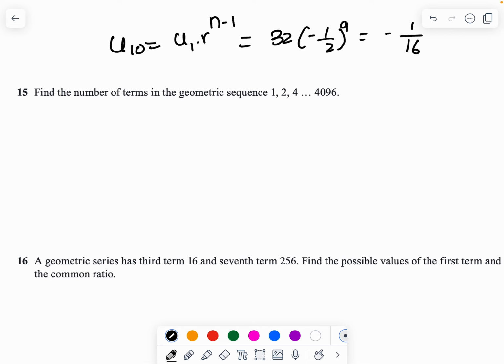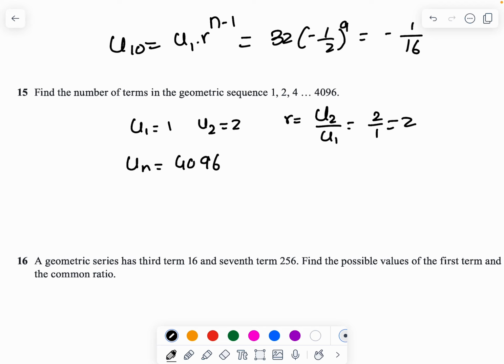Question number 15. Find the number of terms in the geometric sequence. So U1 equals to 1, U2 equals to 2. So the common ratio is U2 upon U1, which is 2 upon 1, which is 2. So Un is 4096. The formula is U1 times r to the power of n minus 1. So 2 to the power of n minus 1 equals to 4096.